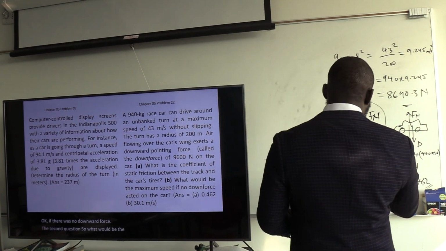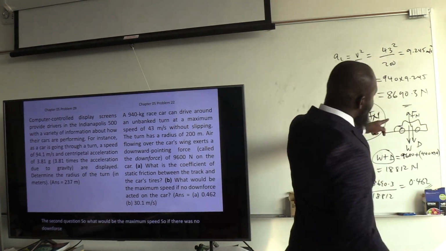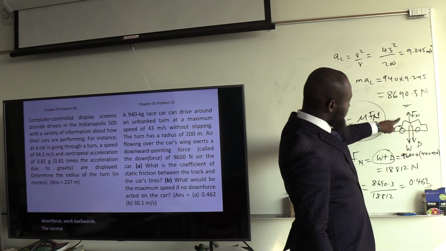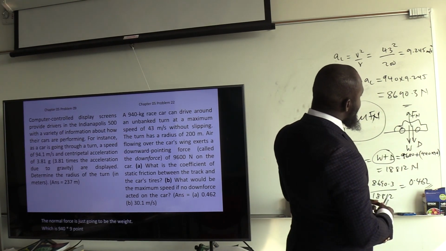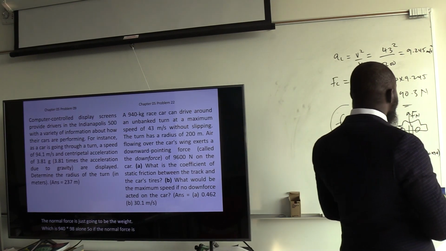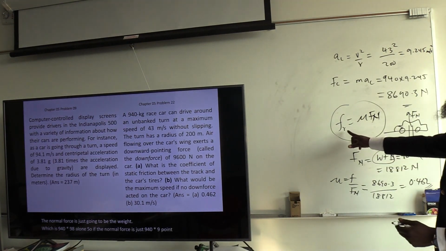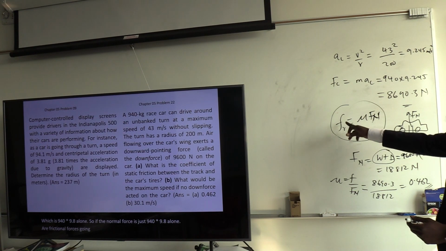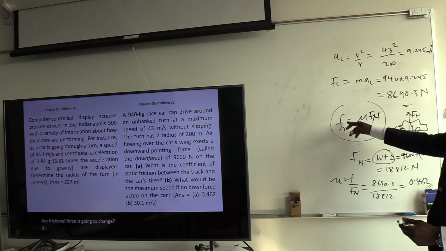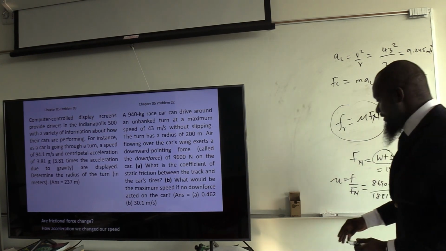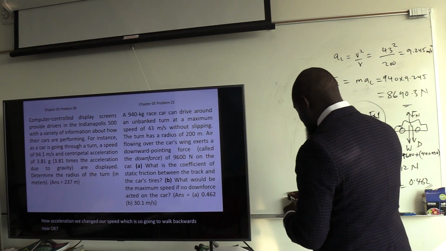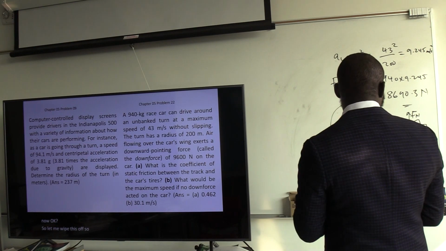So if there was no downward force, we'll walk backwards. The normal force is just going to be the weight, which is 940 times 9.8 alone. So if the normal force is just 940 times 9.8 alone, our frictional force is going to change. If our frictional force changes, our acceleration will change and our speed will change. So we're going to walk backwards now, okay?